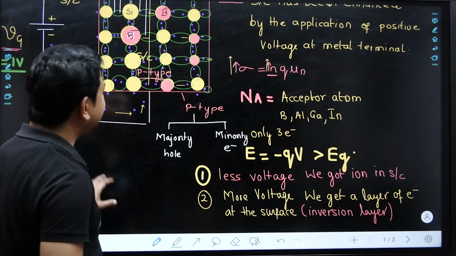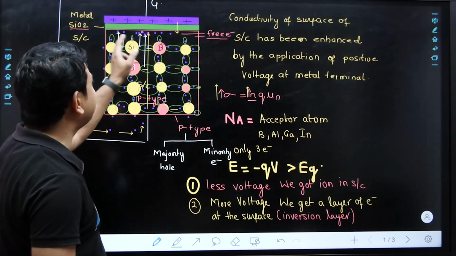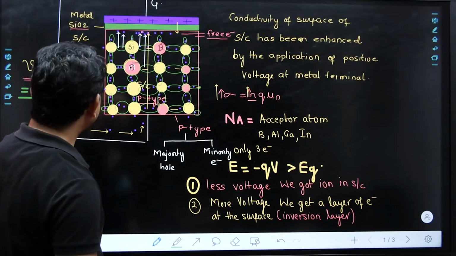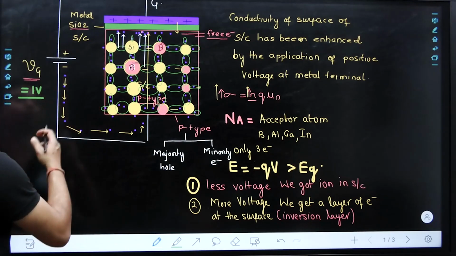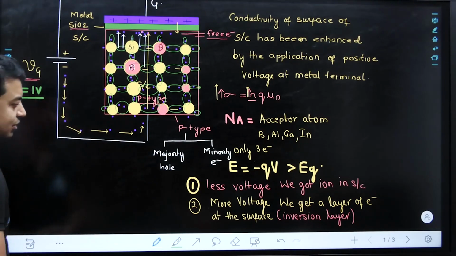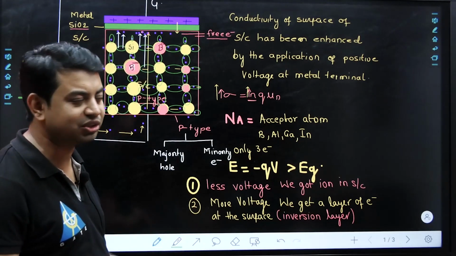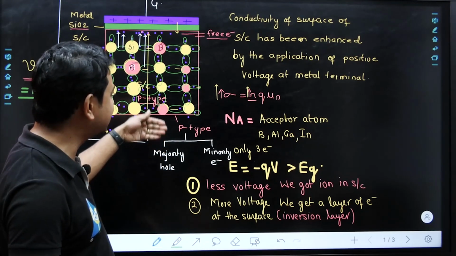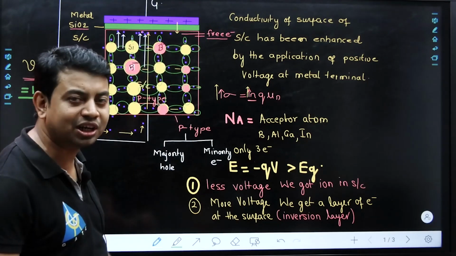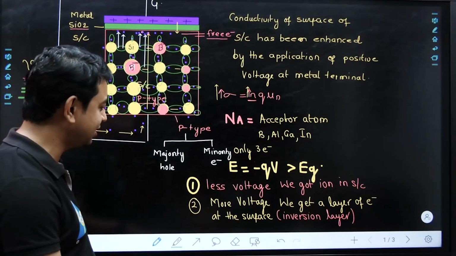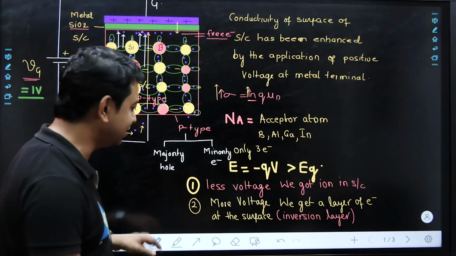So we have created a layer of electrons here by applying a certain amount of positive voltage to the gate terminal. That's why it is called the inversion layer, because the type of the semiconductor has been inverted on the surface of the semiconductor. So this layer is known as the inversion layer.